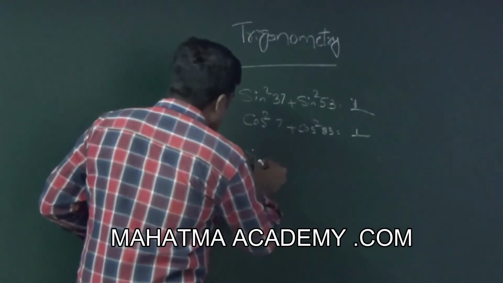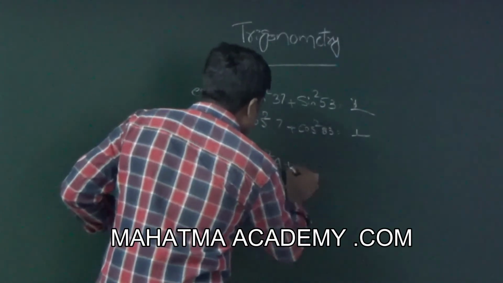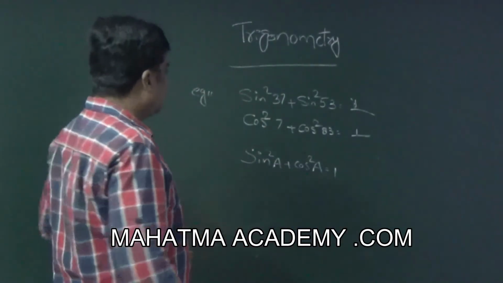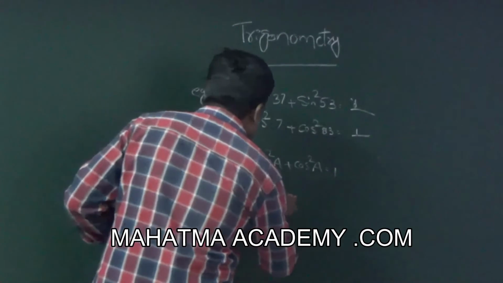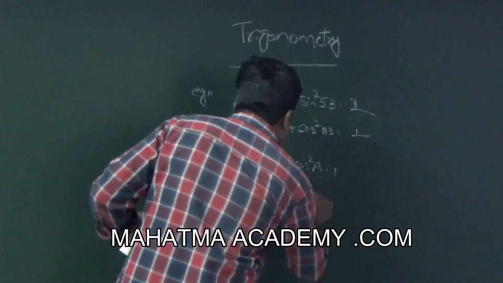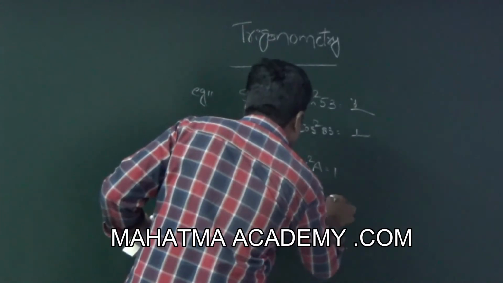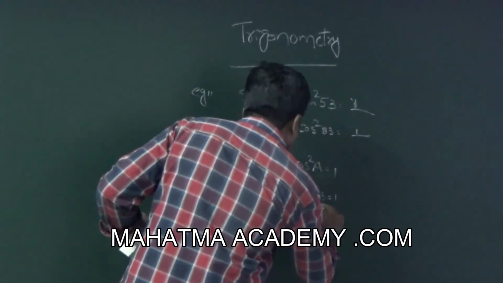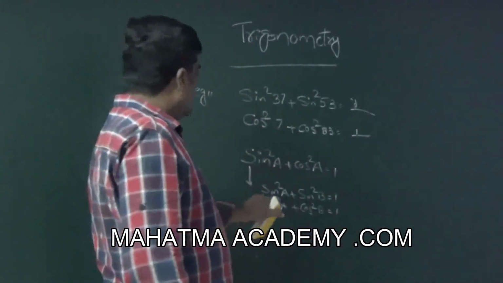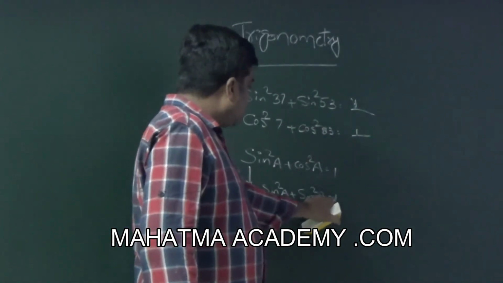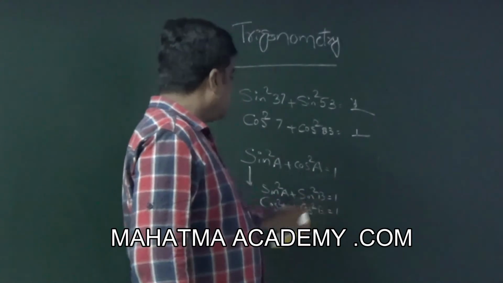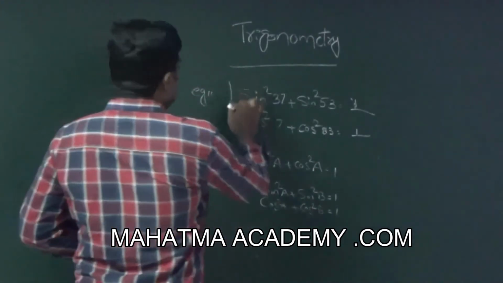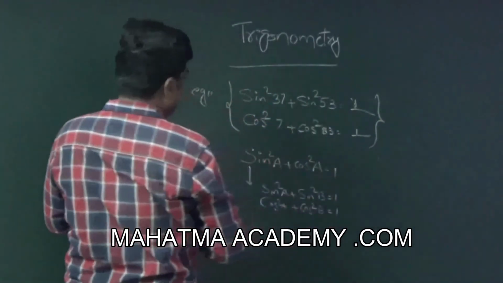The basic formula is sin square A plus cos square A equal to 1. What we derived is sin square A plus sin square B equal to 1, and cos square A plus cos square B equal to 1. Sin square A plus sin square B equal to 1 means A plus B equal to 90, and cos square A plus cos square B equal to 1 means A plus B equal to 90. These are the examples for these formulas.